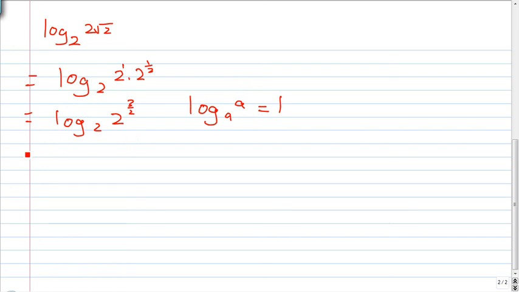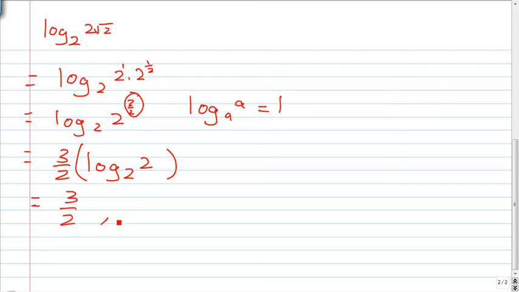Anyway, we proceed to bring this down first, to make it look neat. So 3 over 2, bring it down, and then log base 2 of 2. There you go. This will give you 1, isn't it? So the answer is 3 over 2. Alright.